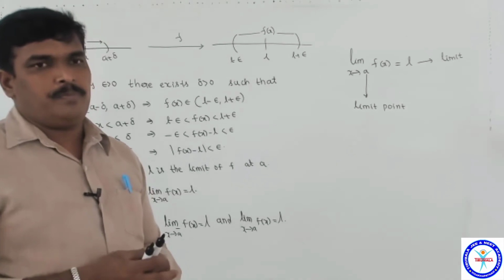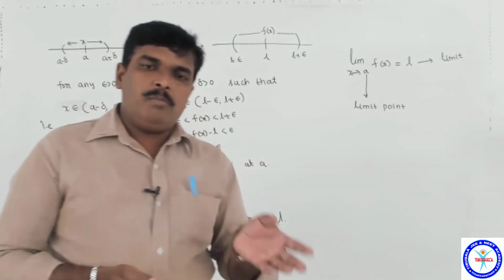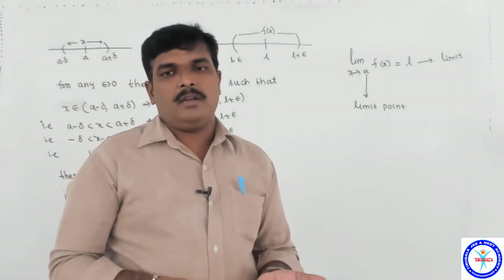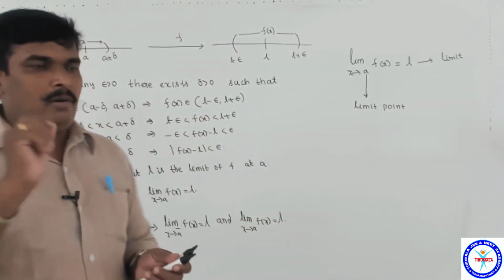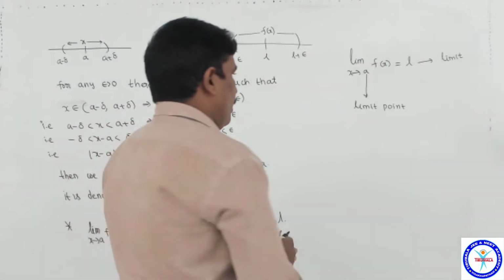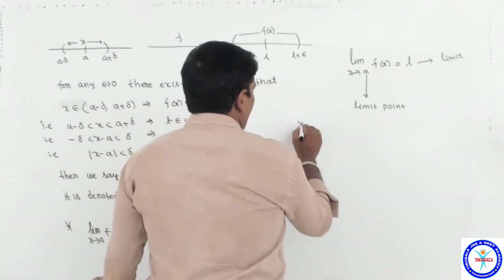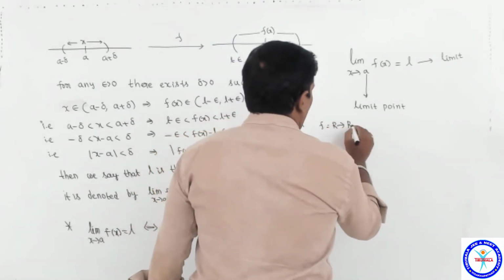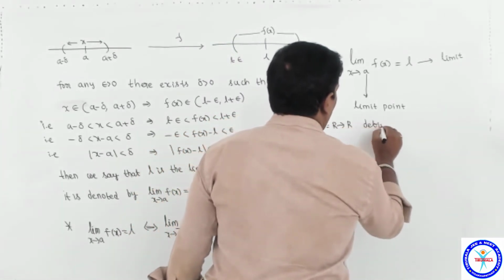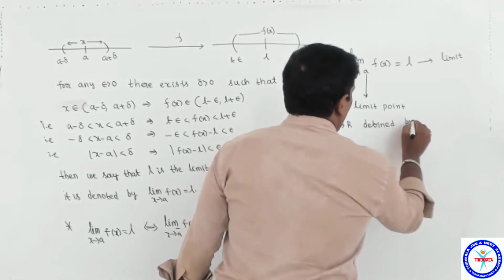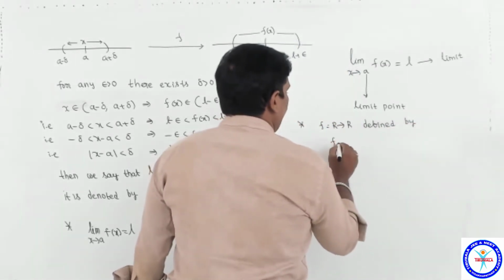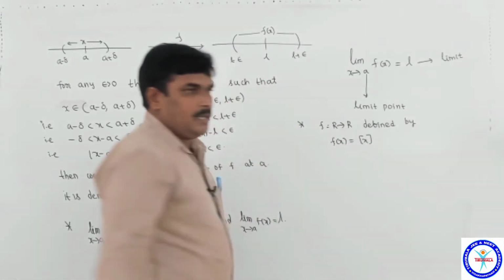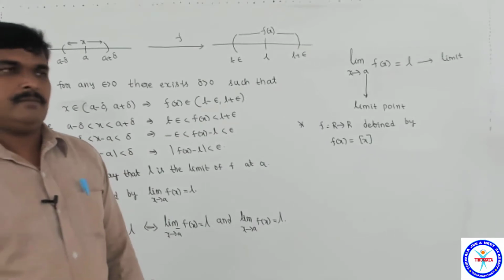Every time both left and right limits exist, they may not be equal, sometimes they are equal. Now I want to explain some problems. See, f from R to R is defined by f of x equal to integral part of x, the greatest integer function.